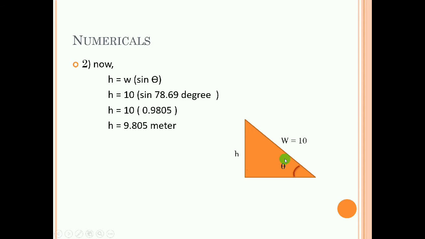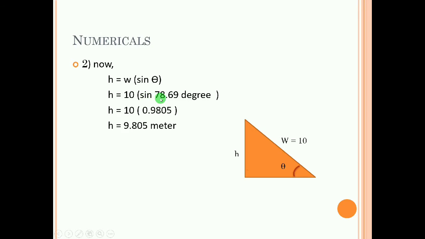Now next, it is asked here the height. So what is given here? Suppose we consider this is the banked road which is having width as 10 meter, height is h, angle of banking is theta. If you are defining here, sin theta will be opposite upon hypotenuse. Opposite side here is h, hypotenuse is w. So sin theta will be h upon w. Therefore h will be w into sin theta. So h will be, w is given as 10 meter, sine of the angle we already calculated, 78.69 degree.